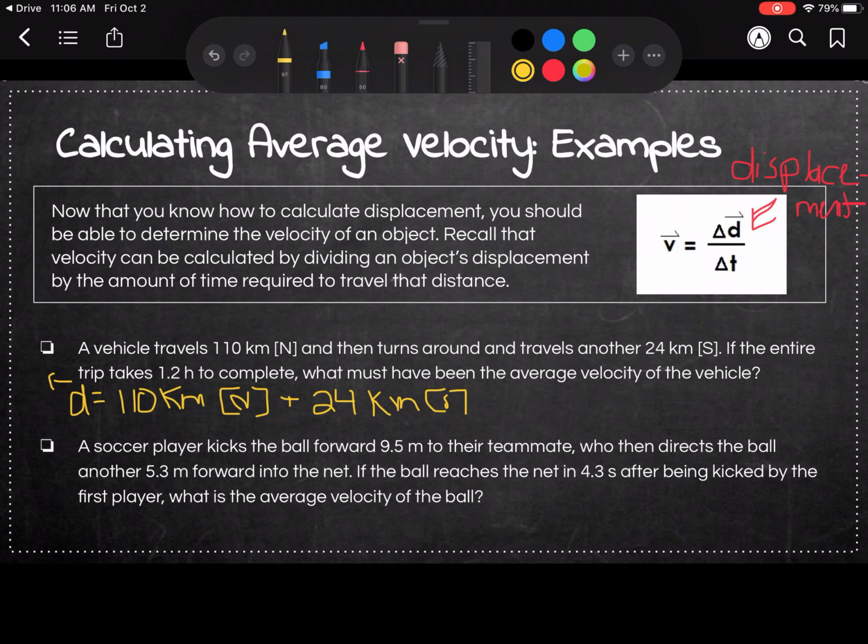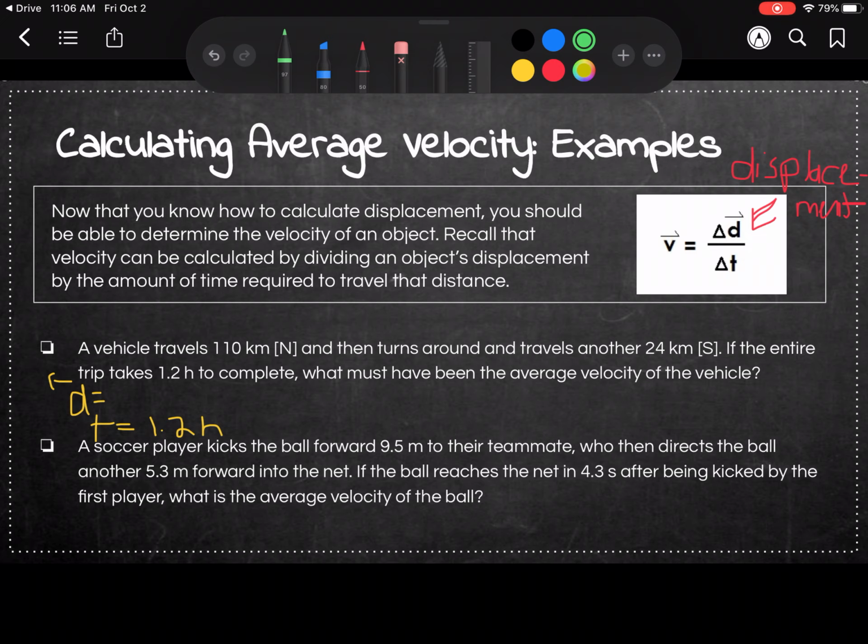South, if the entire trip takes 1.2 hours to complete, so a time of 1.2 hours. What must have been the average velocity of the vehicle? So we've got some pieces of information here. I'm going to write this differently. I wrote it down how it is in the question, but I like to put the signs like we did on the last slide so that we can figure out the displacement really easily.